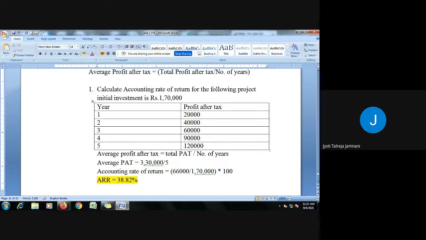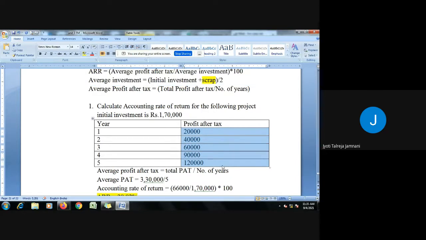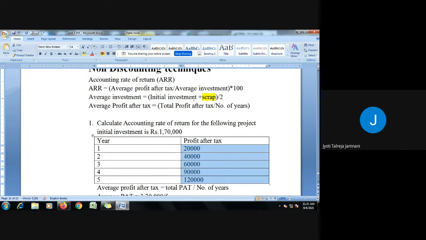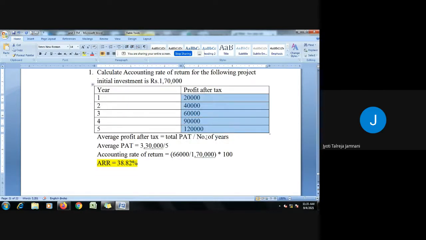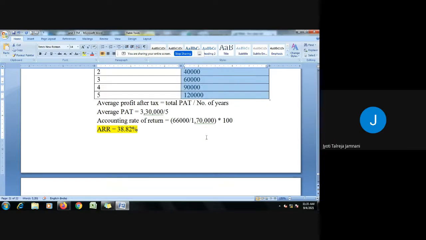I have just totaled all the profit after tax to get the total profit after tax and then divided it by the number of years to get the average profit after tax, and divided by the initial investment into 100. Why only initial investment? Because scrap was not given. So there is no need to do initial investment divided by 2. If scrap is given, we add both and then divide by 2 and take the average investment. Any doubts, anybody? Otherwise we'll go to the next problem.